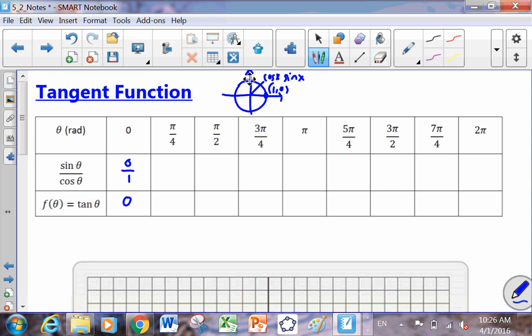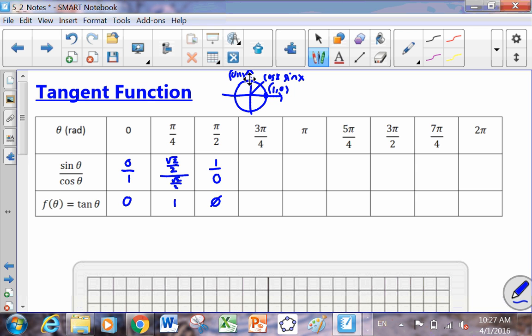I'm going to use pi over 4 here, exactly in the middle. Pi over 4. What's the value of sine? Square root of 2 over 2 over... so what's this? It's 1. At pi over 2, when we're on the top here, the coordinate is 0, 1. If we do sine over cosine, we get 1 over 0. Can we do that? No. Okay, there's no value here.